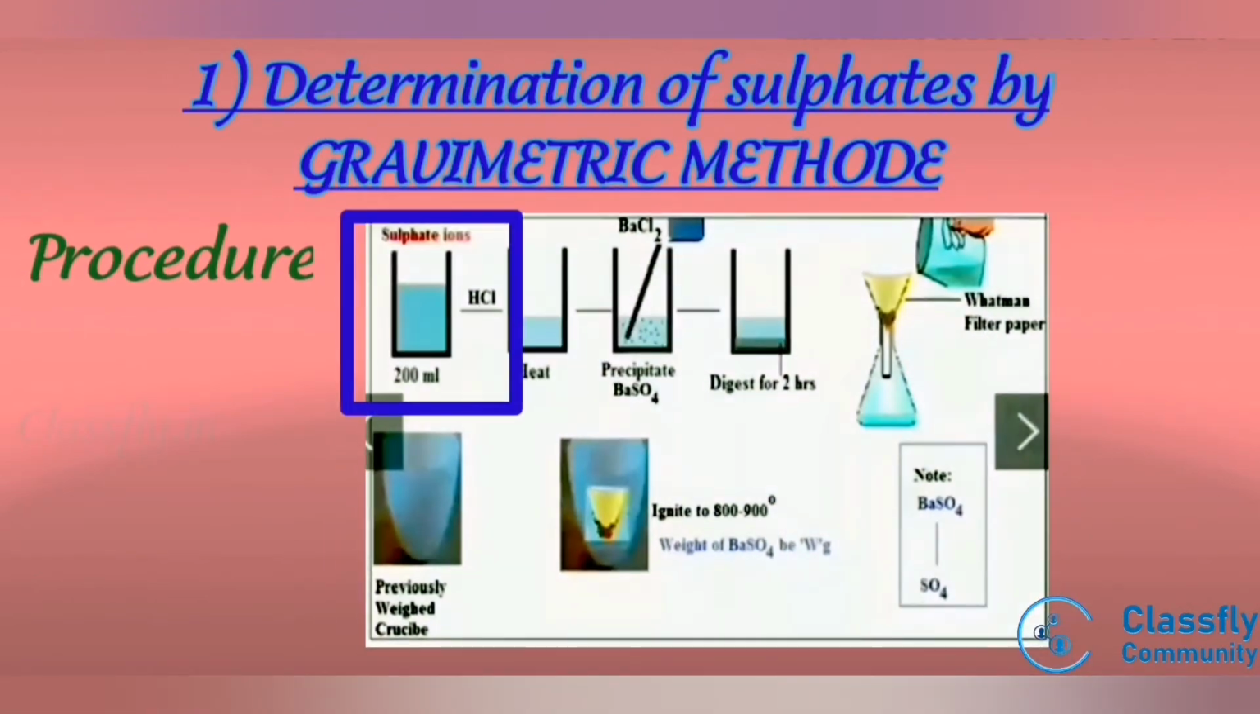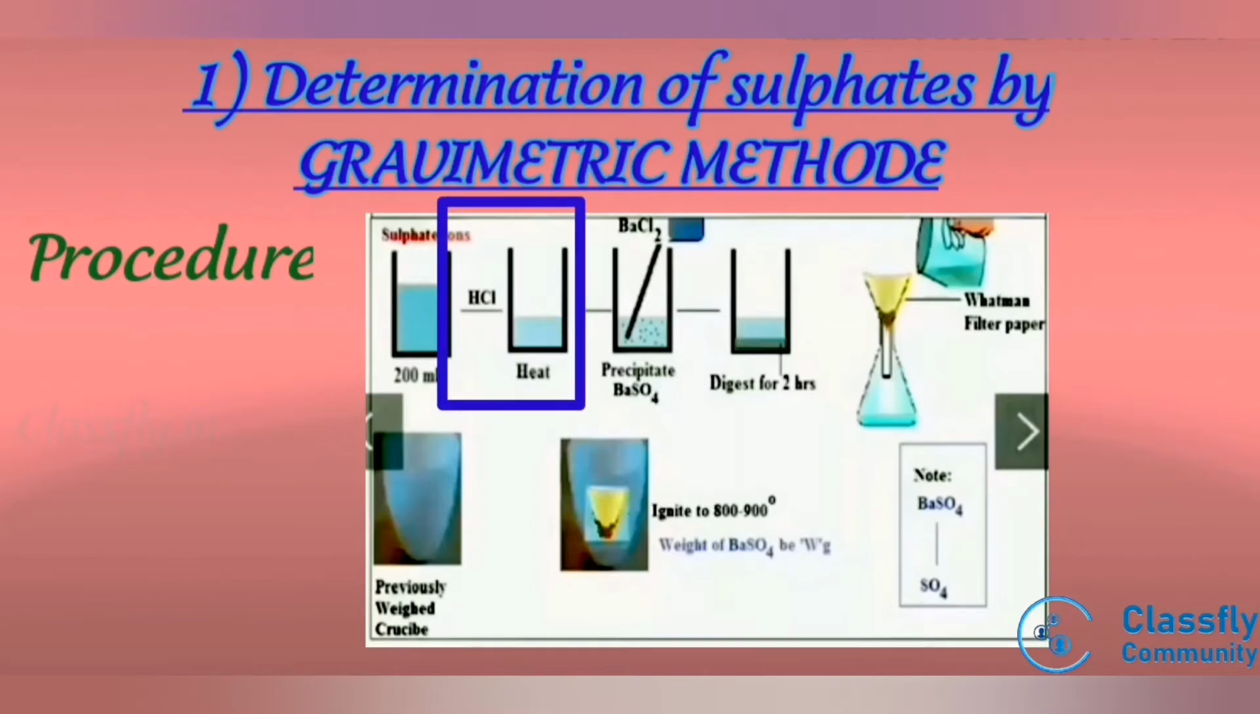About 200 ml of water sample is transferred into a beaker. 2 drops of methyl red indicator are added to it. Concentrated HCl is added drop by drop till the color changes to orange, that is pH 4.5 to 5. 2 drops of concentrated HCl are added in excess. It is heated to boiling and continued until the volume is reduced to half.